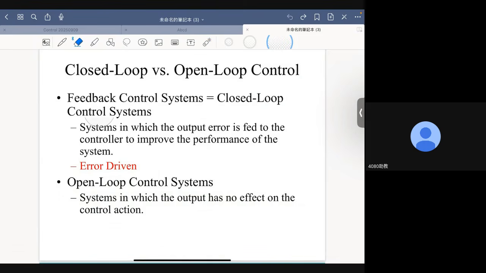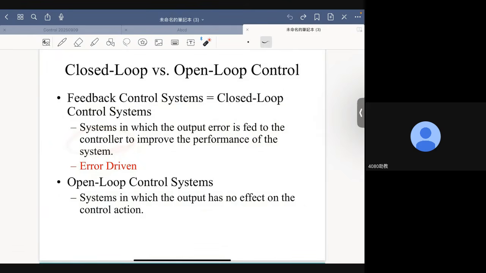Feedback control system is what we call a closed loop control system. So feedback control, closed loop control, same thing. A feedback control system is this: the output error is fed to the controller to improve the performance of the system. So there are two keywords here. One is output error. The second is, of course, feedback, to the controller.